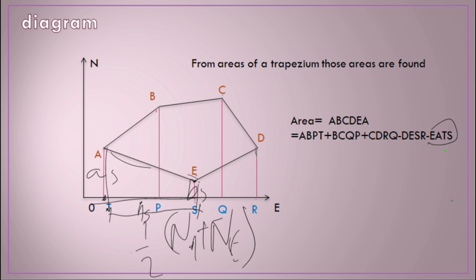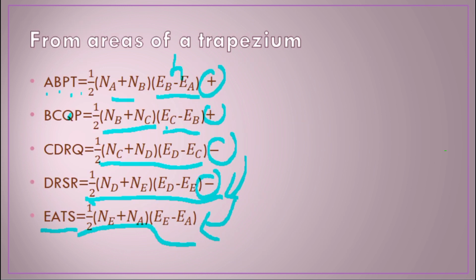H, the distance T to S. So this is the easting of A, the distance from here, 0, to where A is found, so the easting of A, and then here the distance from here to the easting of E. So we subtract those two, so that is the easting of E minus the easting of A, and that will give us the final equation.